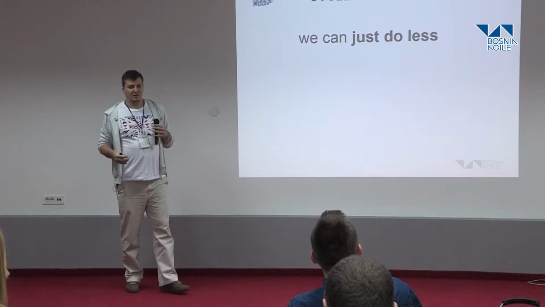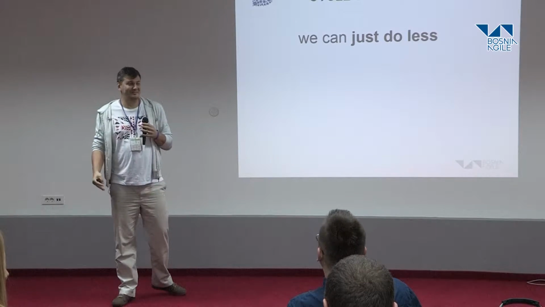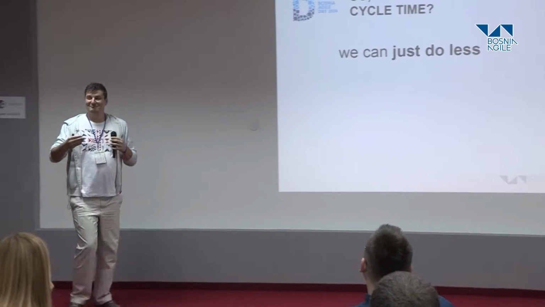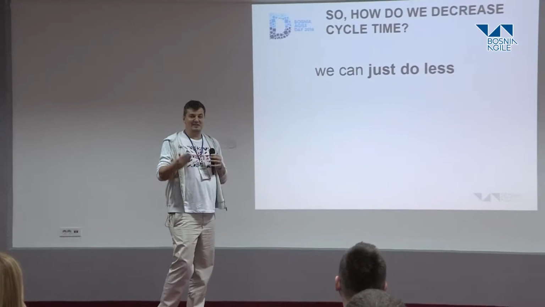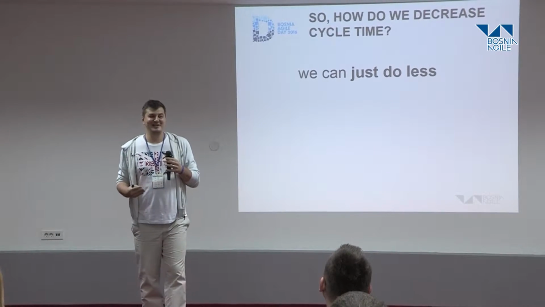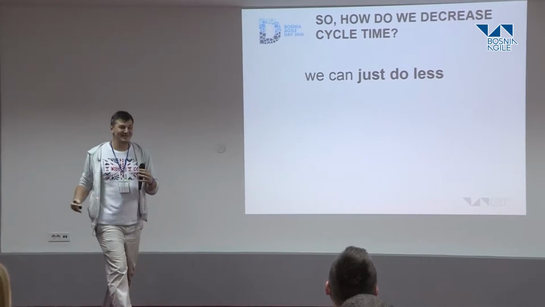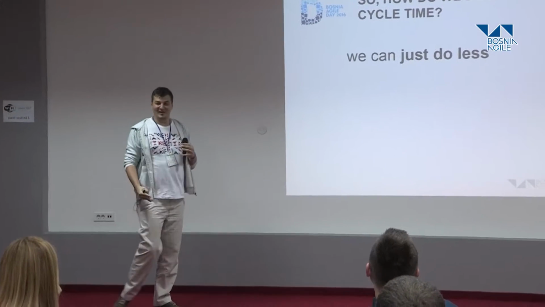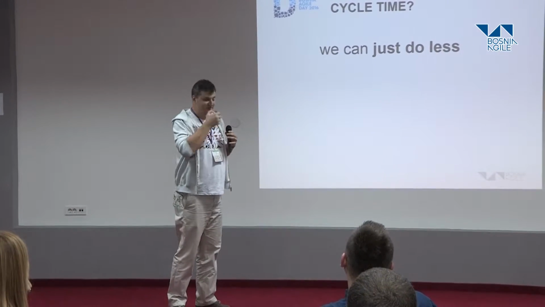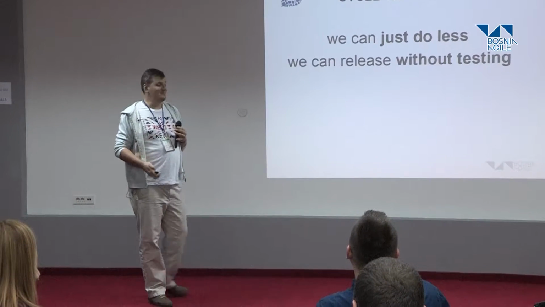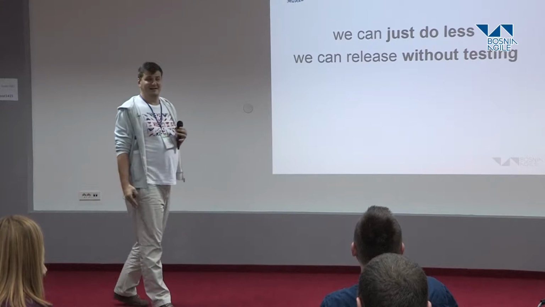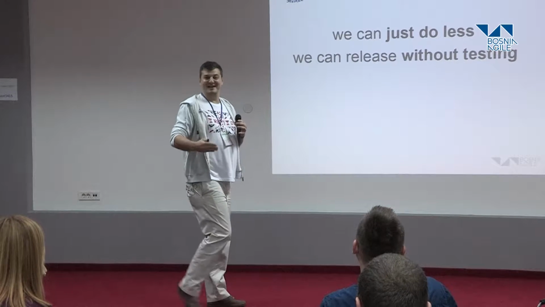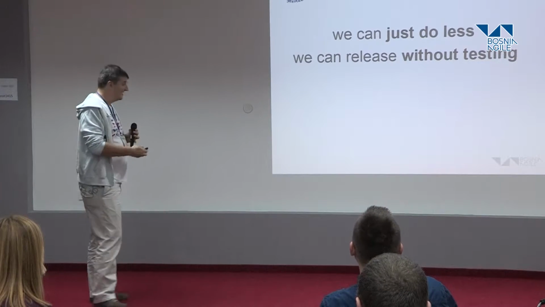So how do we decrease this in our environment, let's say? You can just do less. You can basically say, I deliver every 12 minutes because I deploy after every label change. So my application has like 100 labels. I'm going to change one label and deploy it. That's not exactly fun, but it is cycle time decrease. So we can release without testing anything. That's also something that is done on a daily basis.